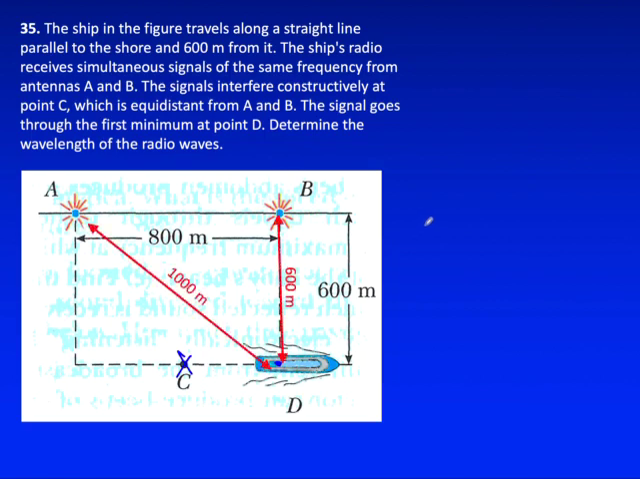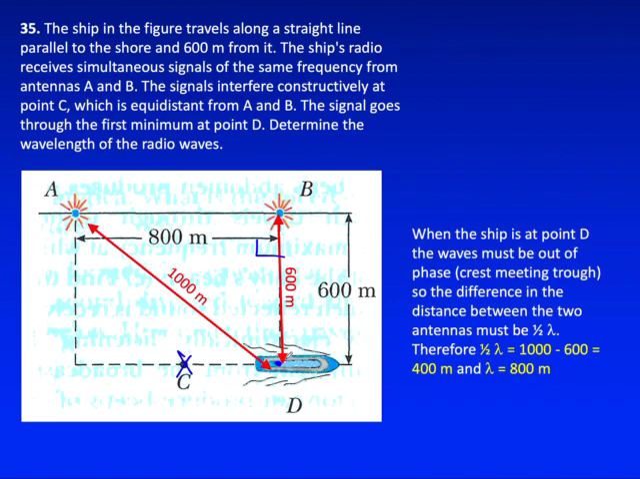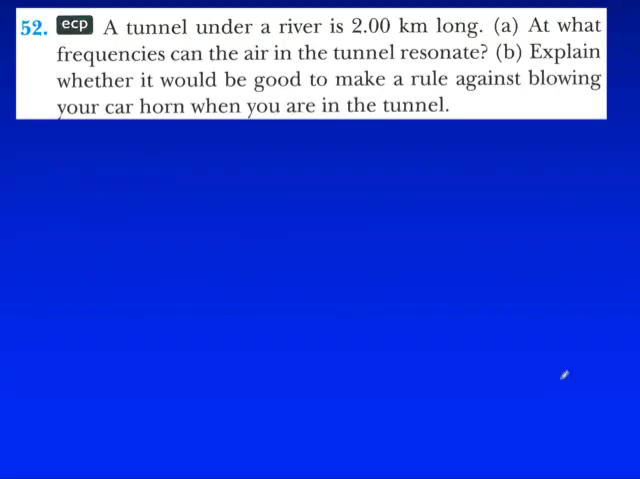It's just a question of distance. At this point right here, you're 600 meters away from this antenna, and using just a little bit of Pythagorean theorem, you're 1,000 meters away from this one. What does that mean? When you're at this point right here, the waves must be out of phase. Crest meets a trough. So the distances to the 2 antennas must differ by 1/2 of the wavelength. Therefore, 1/2 the wavelength is equal to the difference in these 2 distances, or 400 meters. Therefore, the wavelength of this radio wave must be 800 meters. Hopefully that makes sense.